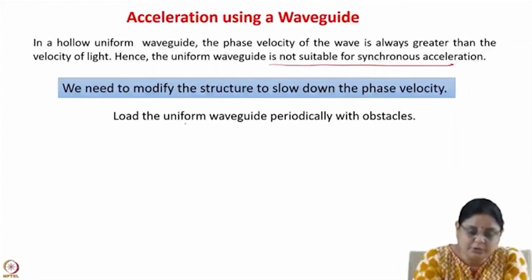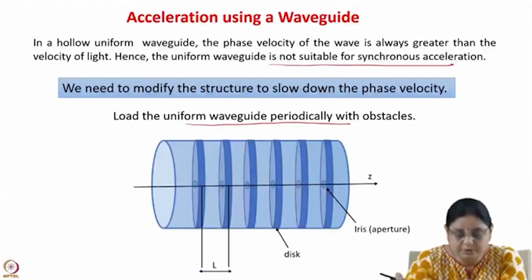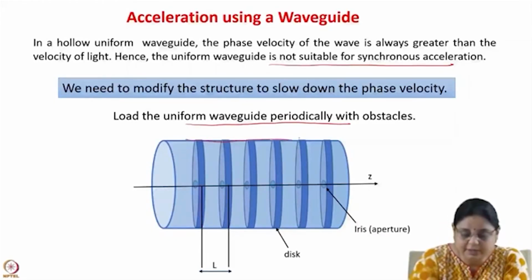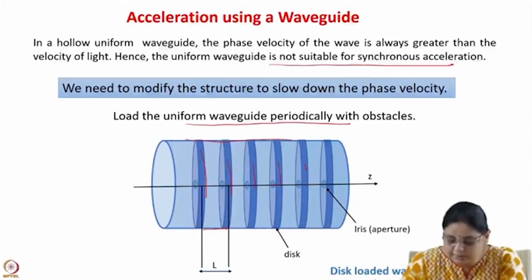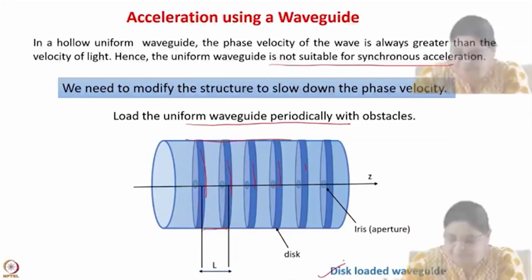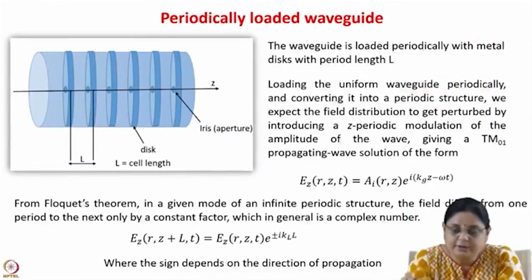So what is the solution? We load the uniform waveguide periodically with obstacles. So this is the waveguide, and now you have loaded it with periodic obstacles. These are conducting plates at periodic intervals L, with a hole for the beam to pass through. This is known as a disc loaded waveguide. So the waveguide is loaded periodically with metal discs with period length L.